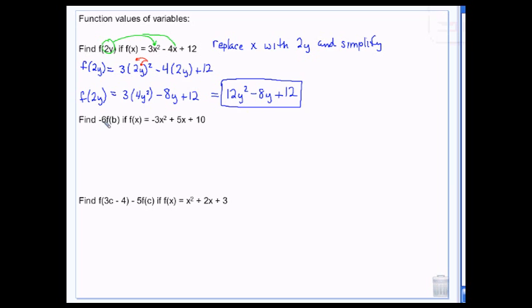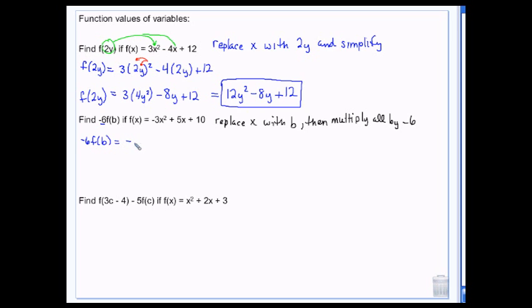Here I have something happening on the outside. So you have negative 6 f of b. So on this one I have to do two things. I need to replace x with b, because the b is in the parentheses. And then I have to multiply everything by negative 6, because that negative 6 is saying negative 6 times f of b. So there's two things happening here. What's happening in the parentheses is replacing the x. What's happening outside the parentheses is happening to the whole function. So negative 6 f of b.